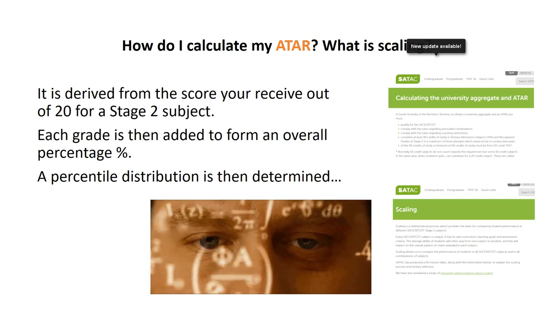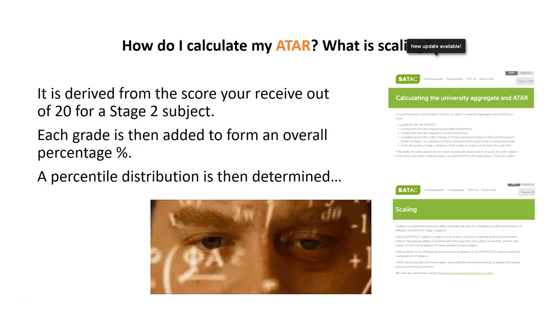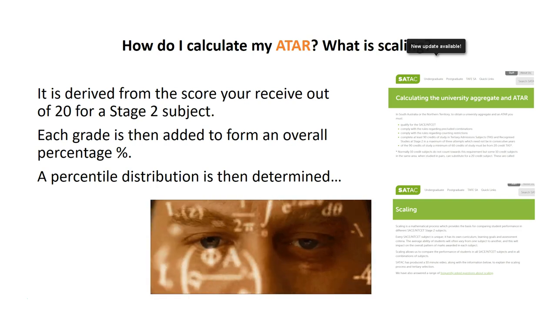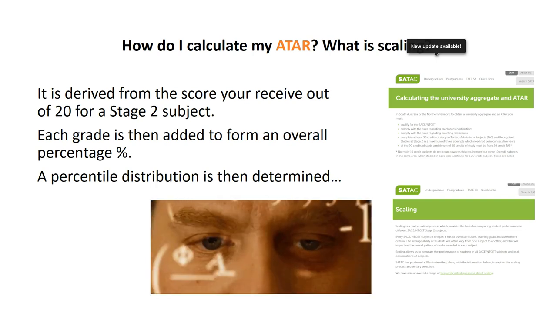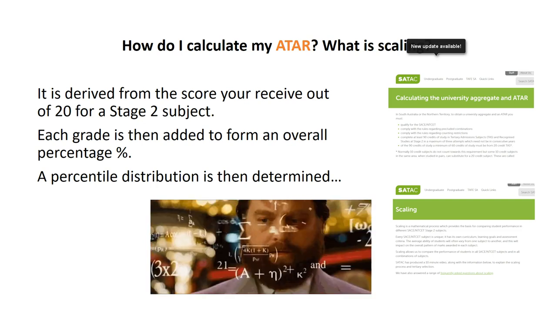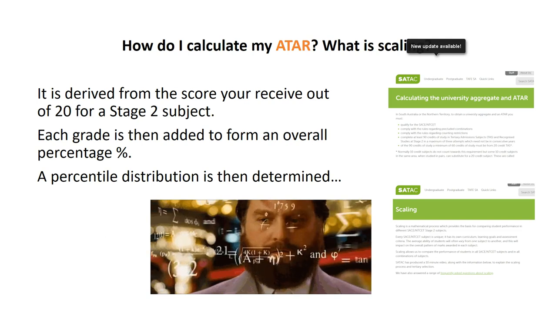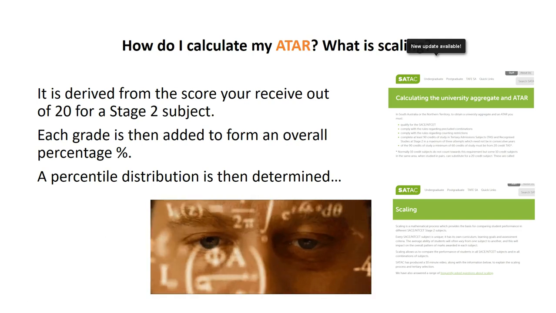However, it is important to note that this information will be provided near the end of Term 3, but also that SATAC automatically calculate your ATAR so you don't have to, and regardless of the scaling, it is always best to choose the top 4 or 5 Stage 2 subjects that you believe you will achieve your highest grade in, and will enjoy, of course.